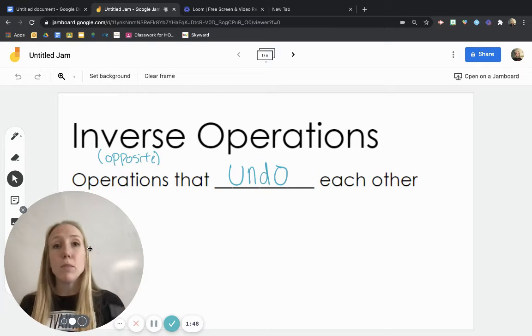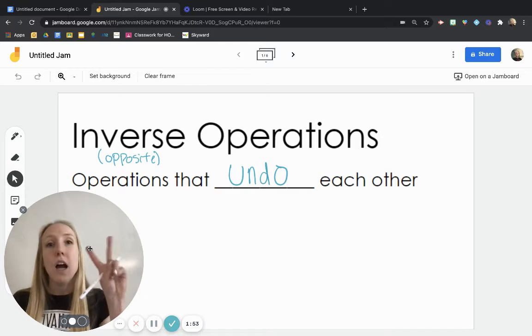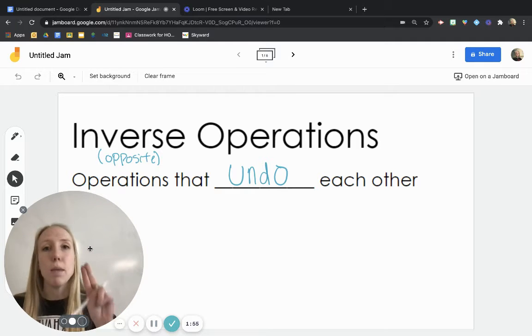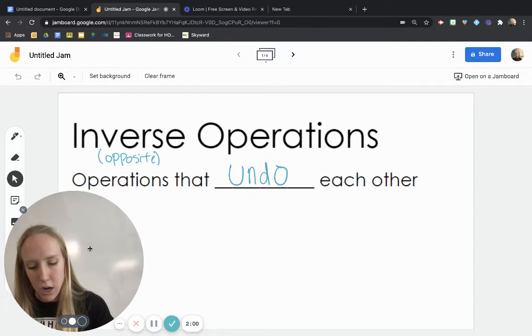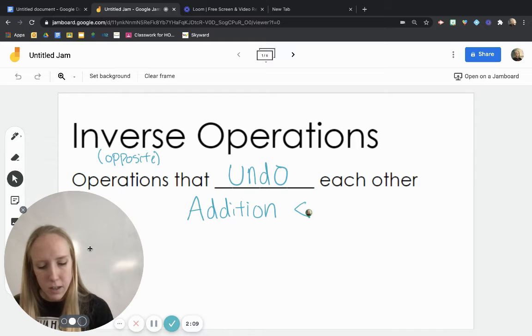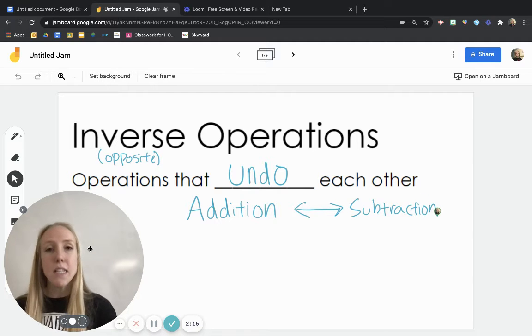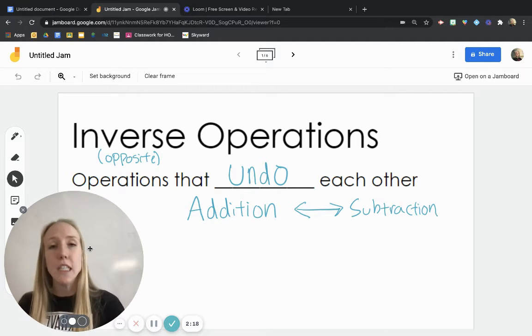The examples of those, remember, they kind of come in pairs. We did this lesson earlier in the week, probably yesterday. Those operations come in pairs. So the first pair of inverse operations are addition and subtraction. That means that addition undoes subtraction and subtraction undoes addition.